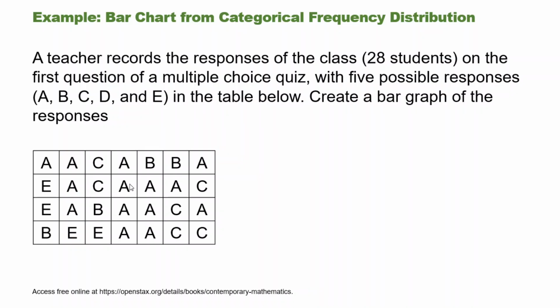Example, bar chart from categorical frequency distribution. The teacher records the responses of the class, 28 students, on the first question of a multiple choice quiz with 5 possible responses, A, B, C, D, and E, in the table below. Create a bar chart of the responses.